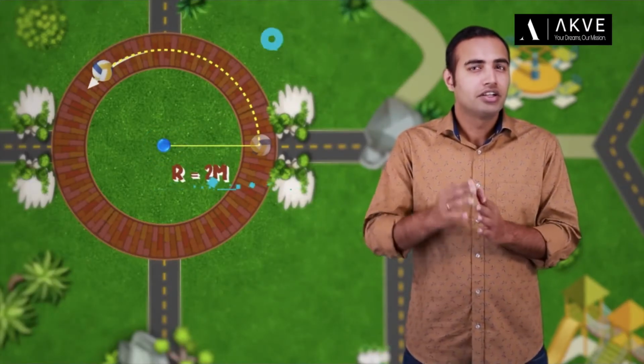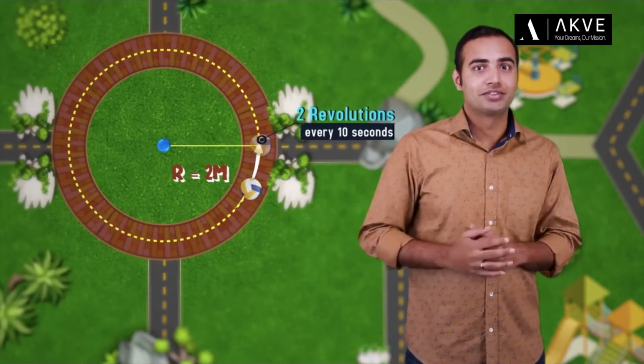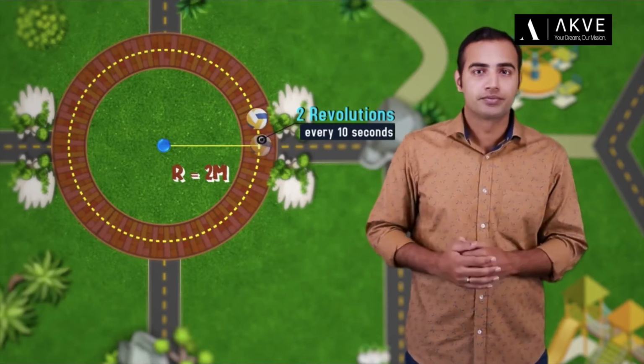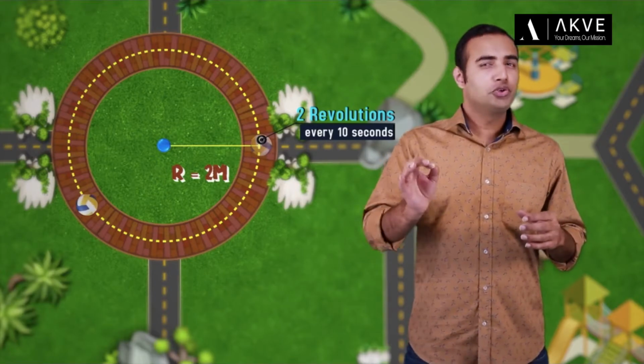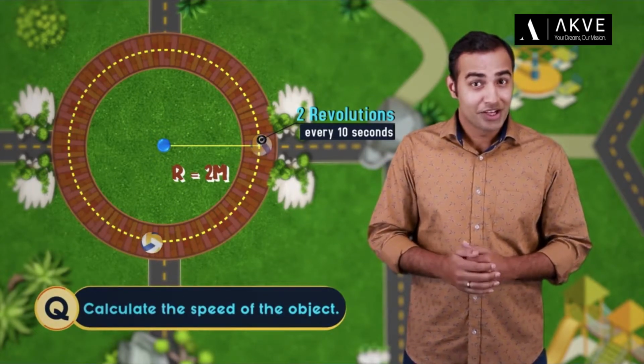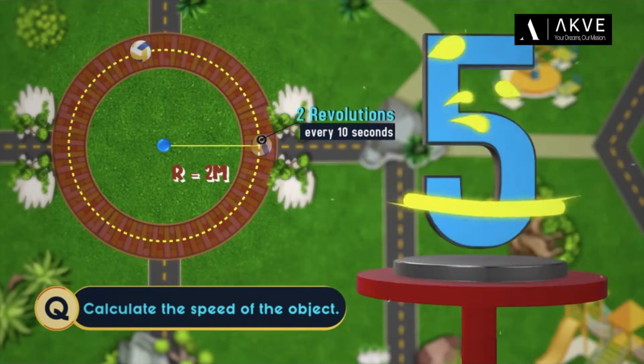Let's begin with a simple question. Suppose an object moves uniformly around a circular path such that it completes 2 revolutions every 10 seconds. Now, the circle in question has a radius of 2 meters. Given this, I want you to calculate the speed of the moving object. So, are you ready? Your time starts now.